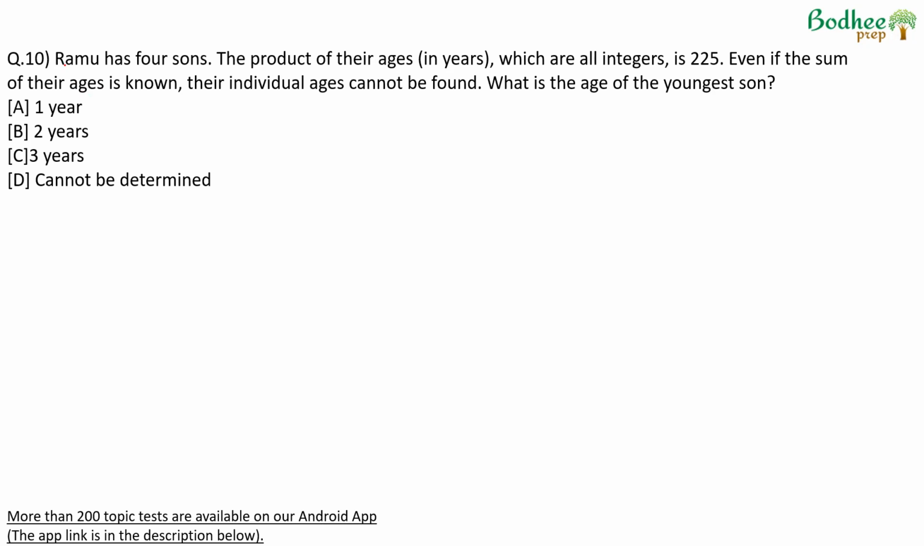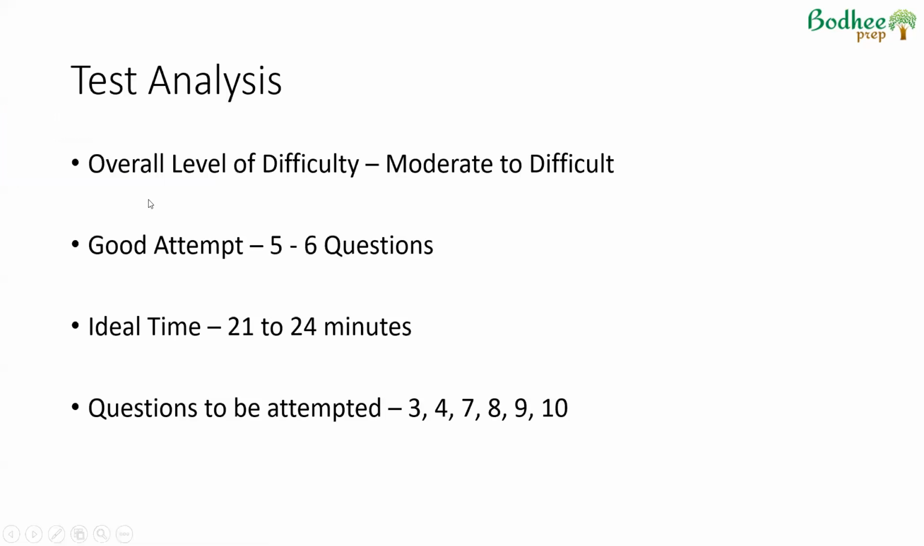Now, this question is a difficult question, but in the exam, you can work with options because since the product is 225, the youngest son cannot be 2 years old. So the product will not be odd. If the youngest son is 3, the other son has to be at least 3 and therefore the remaining have to be 5 and 5. Only one case is possible. Also, this also could not be the answer. And therefore, what I'm saying is the only possibility was 1. So because of the options, I might have looked at attempting this question in the exam. And therefore, my attempt to get my 5-6 questions would be out of 3, 4, 7, 8, 9, 10 for sure.